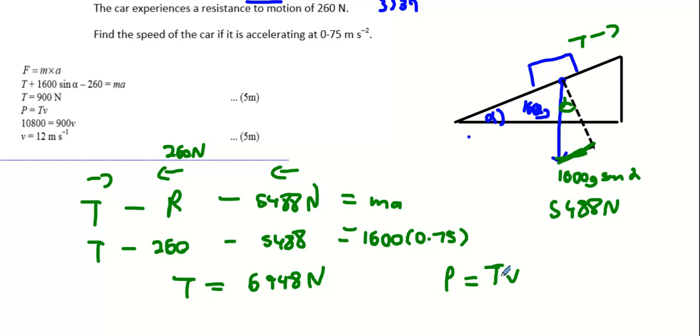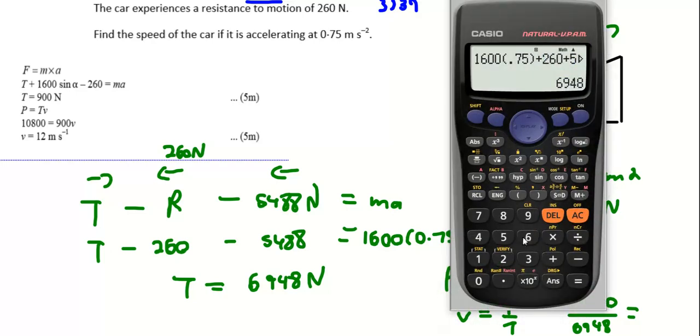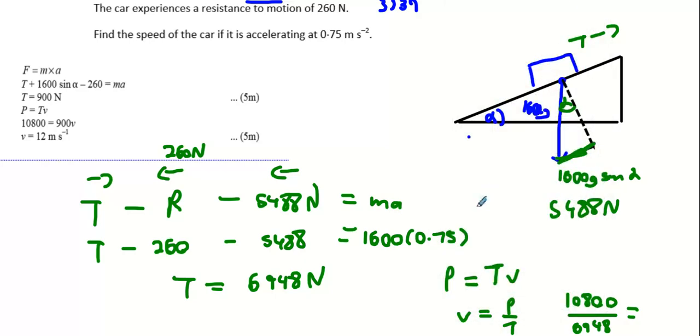All right, so your pulling power times V. So V equals P over T. So you have a power of 10,800, and you're going to divide it by 6,948. And what you get here, don't know who designed this test, but man, they obviously don't know what they were doing. 6,948. I get a speed of 1.55 meters per second.